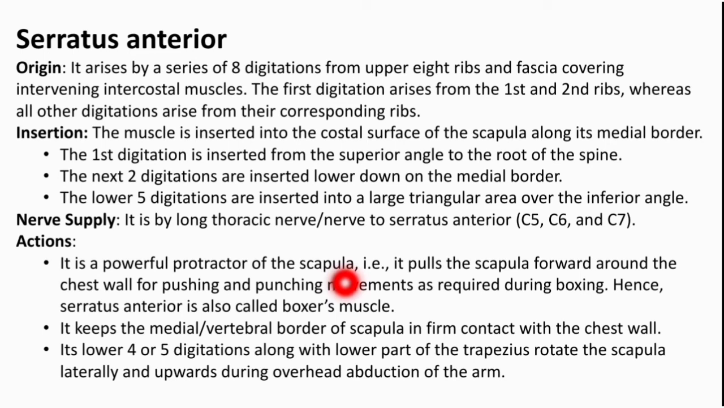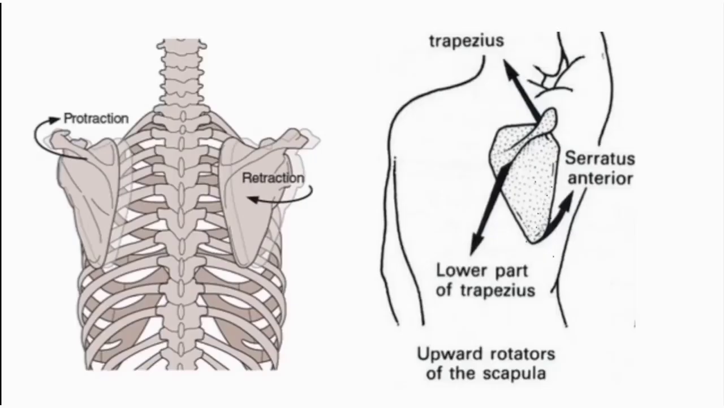Coming to its lower 5 digitations, along with the lower part of trapezius, they rotate the scapula laterally upwards during the overhead abduction of the arm. Here you can see the protraction of the scapula by serratus anterior, and this is the lateral rotation, rotating the scapula upwards by the lower part of trapezius and serratus anterior during the overhead abduction of the arm.